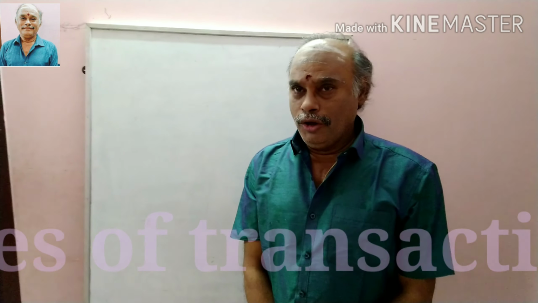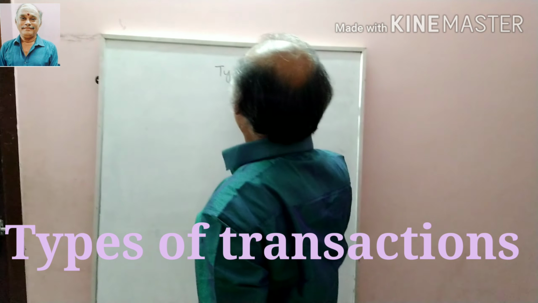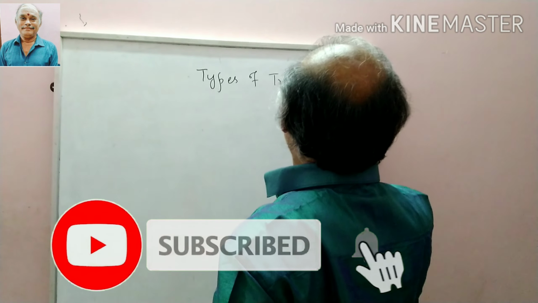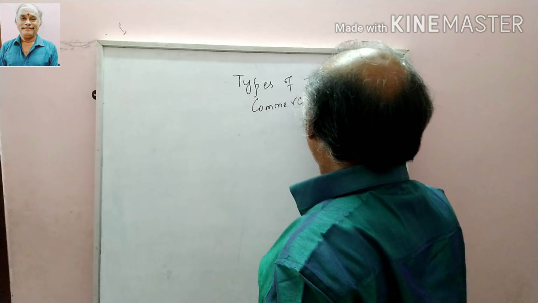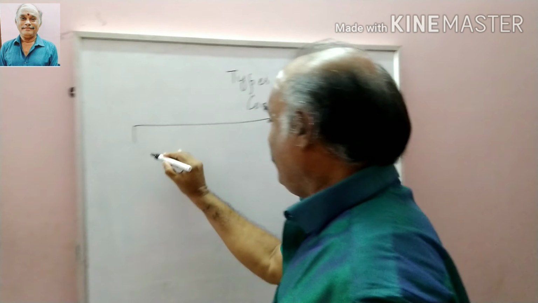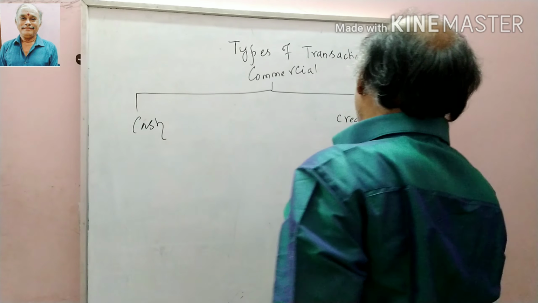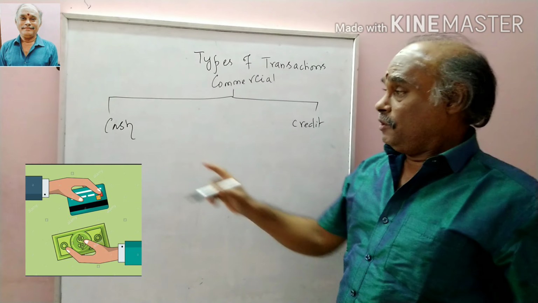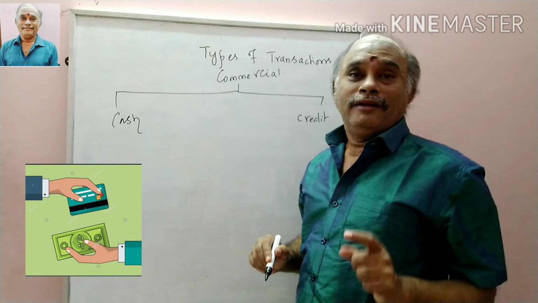Now, in this video, we are going to see types of transactions. So let me write the types of transactions. Commercial transactions. We can divide them into two. One is cash transaction, another one is credit transaction. So there are two types of commercial transactions. One is cash, another one is credit.